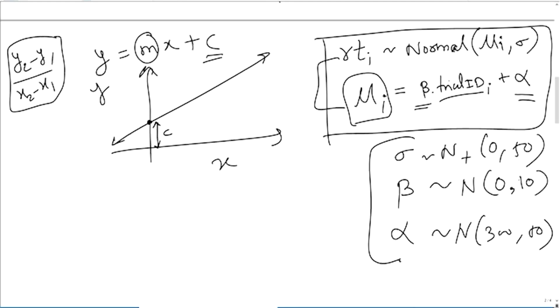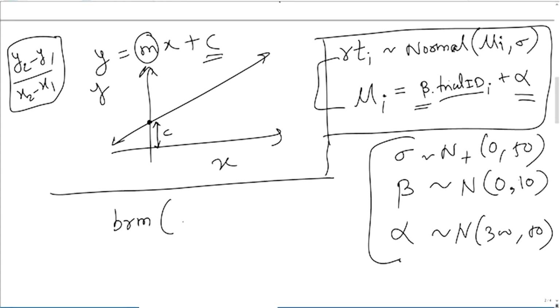This is an updated model, and this model encodes the assumption that average reaction time changes as trial ID changes. What will you do now? Well, now you fit this particular model to the data and estimate these three parameters. How do we do that? One way is, of course, you can use any of the computational samplers that we talked about. If you want to do it in BRMS, then you will define the model like this.